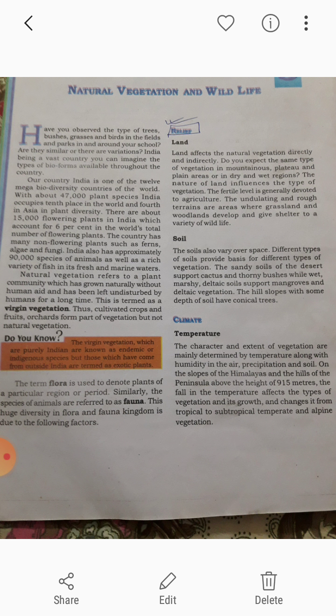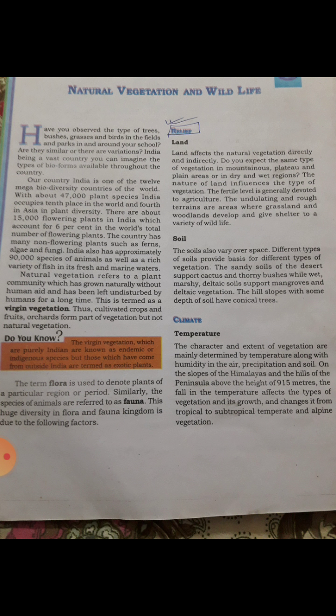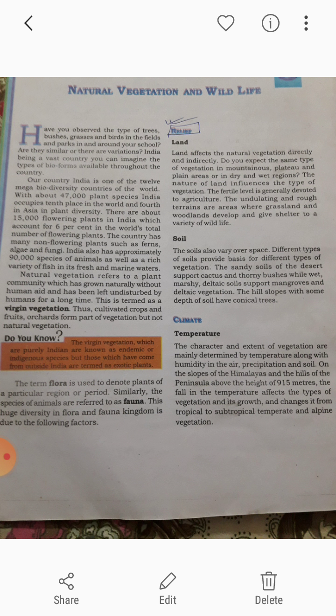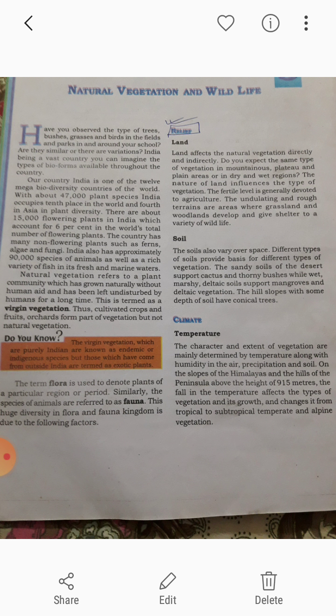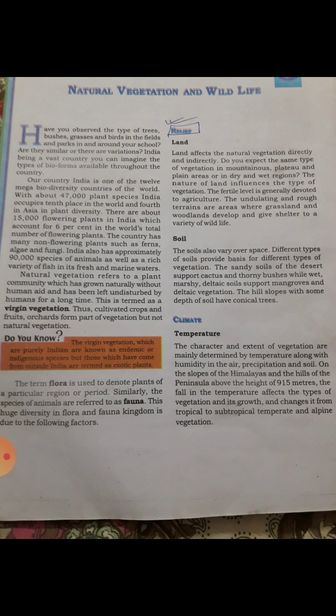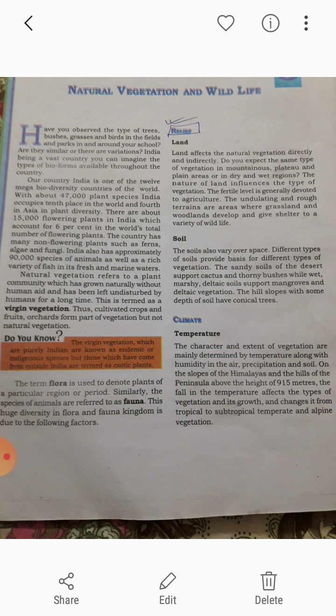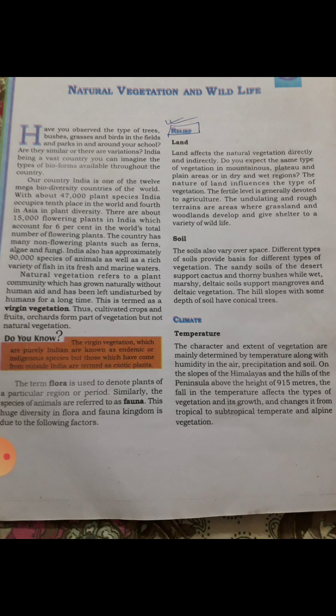Clear? Now, the nature of land influences the type of vegetation. Fertile land is generally devoted to agriculture. Undulating and rough terrains are areas where you can find grasslands, and the woodlands also develop, and they give shelter to a variety of wildlife.